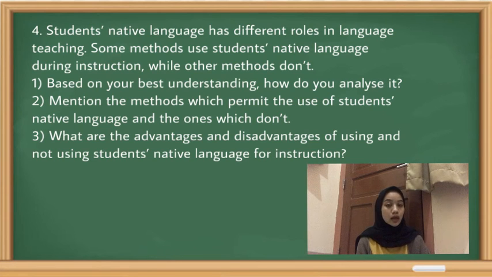And for point 2, the methods which permit the use of students' native language: under the domination of the grammar translation method, or GTM, up to the 19th century, foreign languages were taught through grammar, illustration, bilingual vocabulary lists, and translation exercises. Since its fundamental goal is to help learners be able to read literature in the target language, GTM emphasizes the literary language, not enabling students to communicate verbally in the target language.